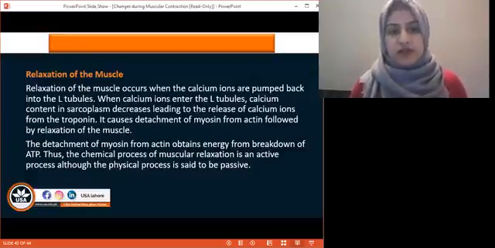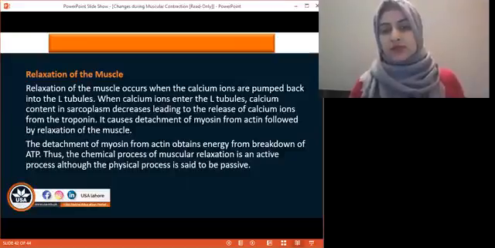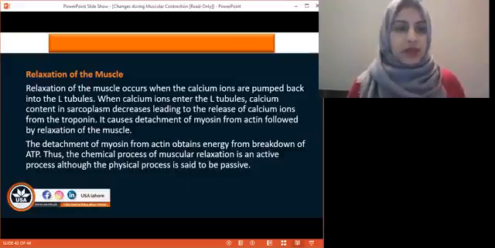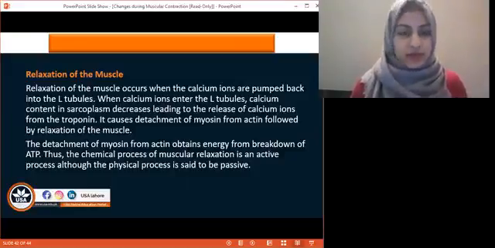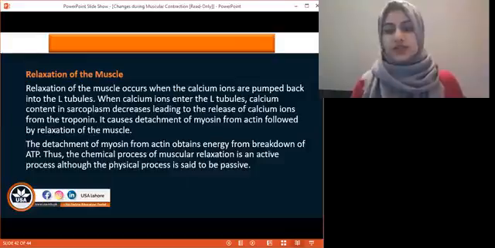So immediately when the calcium is being brought back into the cisternae of the L tubules, immediate relaxation of the muscle happens. And this detachment of myosin from actin obtains energy from the breakdown of ATP. Thus, the chemical process of muscular relaxation is an active process, although the physical process is said to be passive.